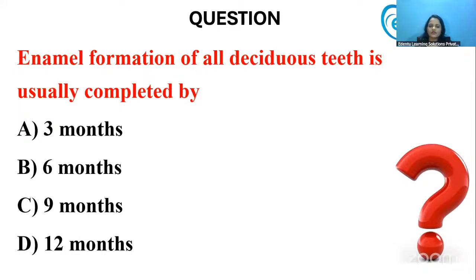Enamel formation of all deciduous teeth is usually completed by. So by what age will the enamel formation of all deciduous teeth get completed? Yes, this is an easy question. If you know the answer, you can put it in the chat box, doctors. Yes, it is usually completed by 12 months.